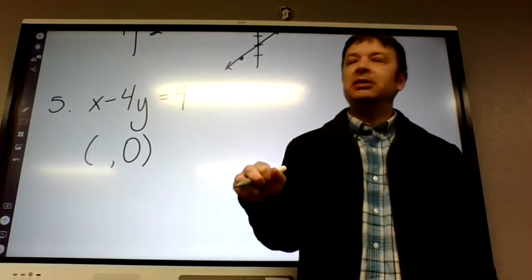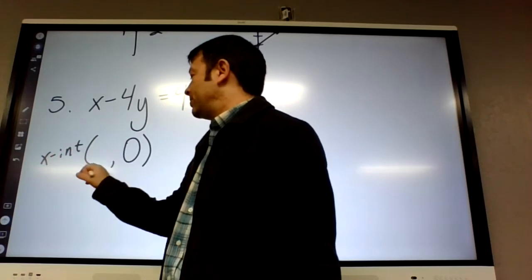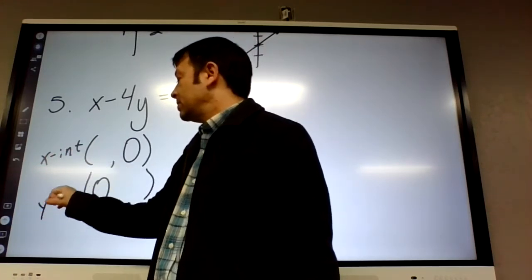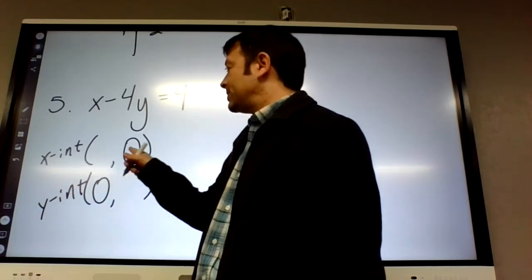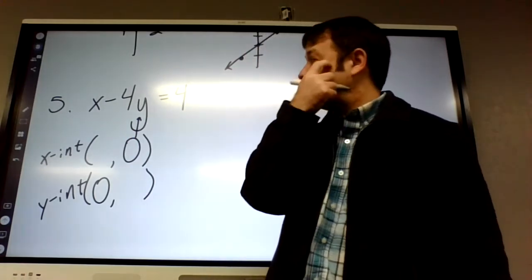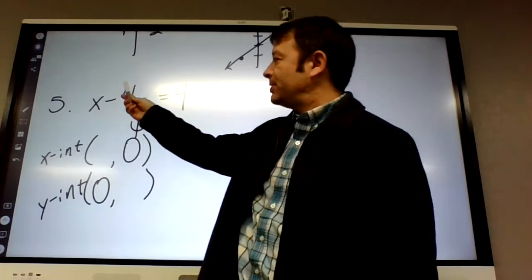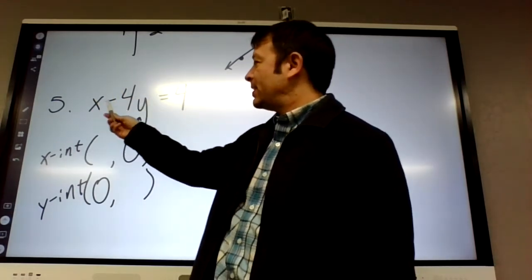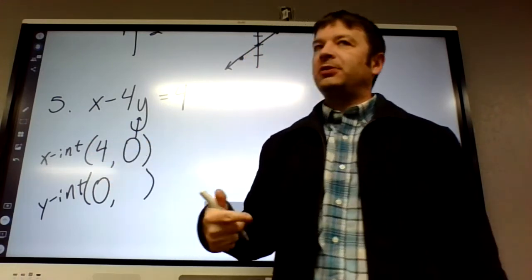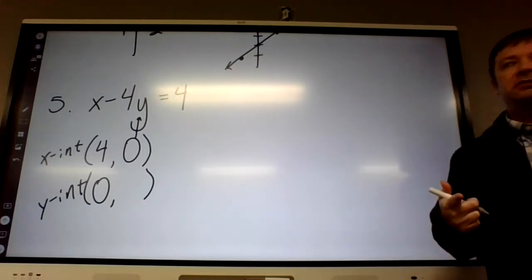Oh, I remember this. And then the y-intercept has an x value of 0. Yes. So to find the x-intercept, you have to put 0 in for y, and then solve that for x. So if y turns into 0, we have negative 4 times 0 is 0. This goes away. So we just have x equals 4. So 4, 0, that's where it crosses the x-axis. We graph 4, 0.